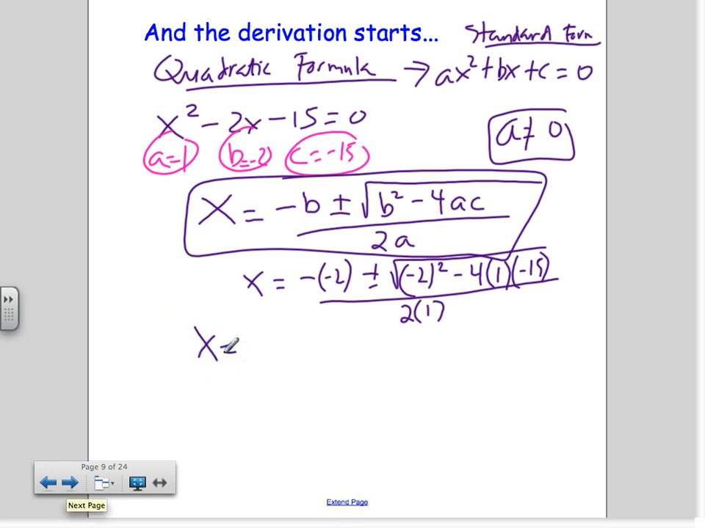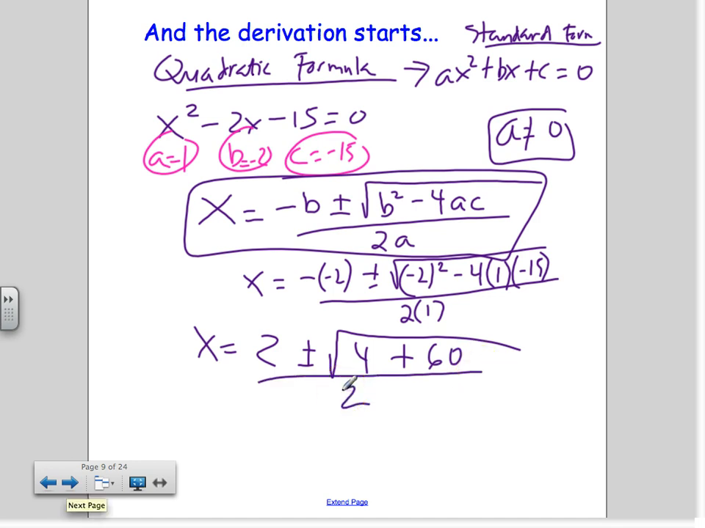A negative and a -2 becomes what? 2. Plus or minus. Here, what is negative 2 squared? 4. What is negative 4 times 1? Negative 4. Negative 4 times negative 15. Positive 60. So I'm going to write positive 60. See it? Everything over 2. It's getting easier, huh? Okay, what is 4 plus 60? 64. So I'm going to write x equals 2 plus or minus square root of 64 over 2.